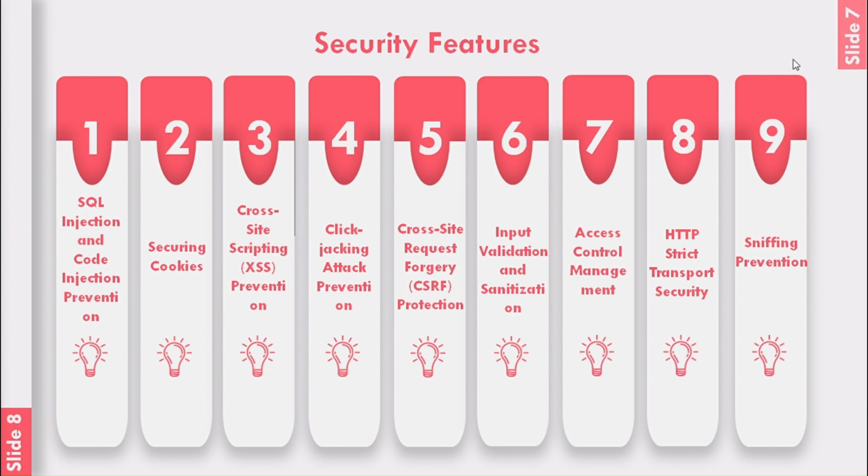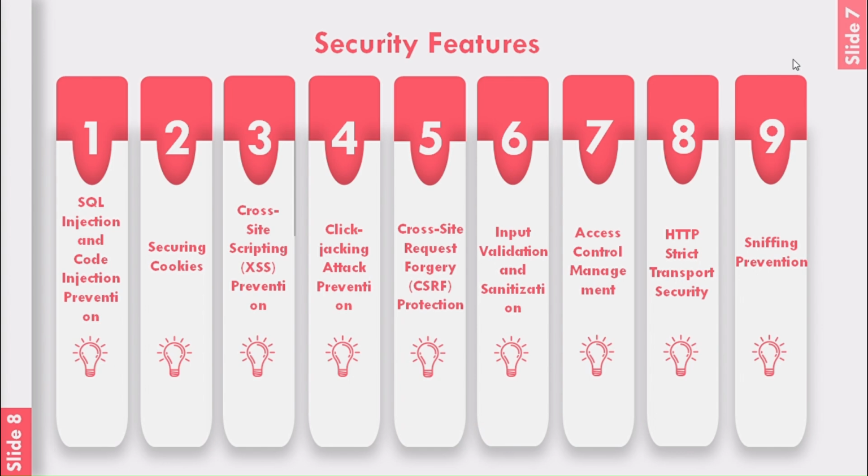Next is clickjacking attack prevention, which helps protect users from hidden malicious elements layered over buttons or links. By implementing frame busting techniques, we ensure that our application can only be displayed within a trusted context.